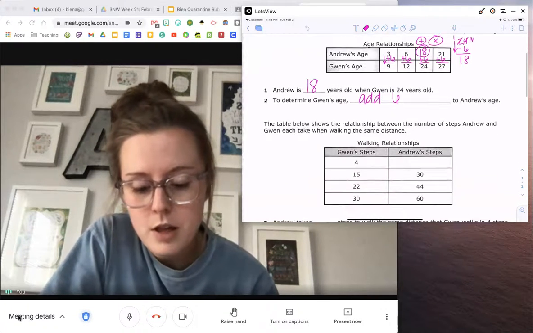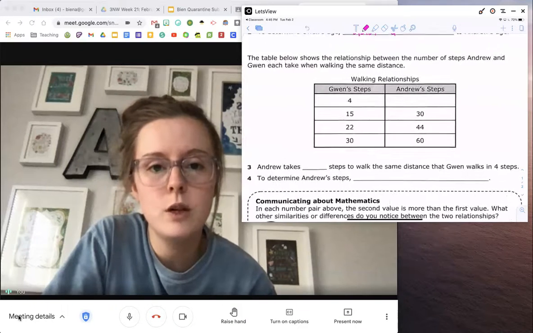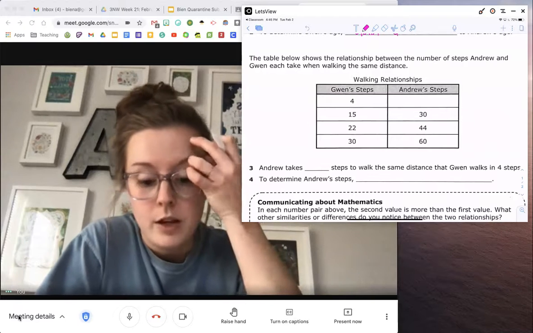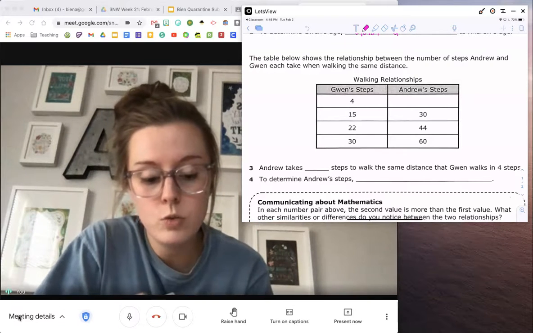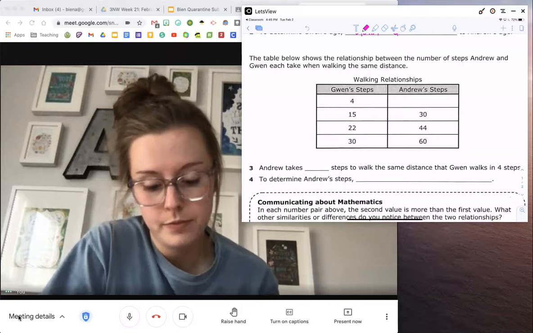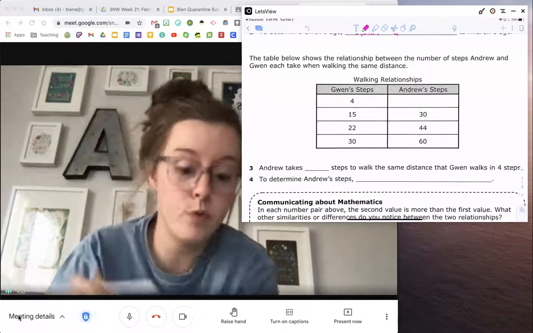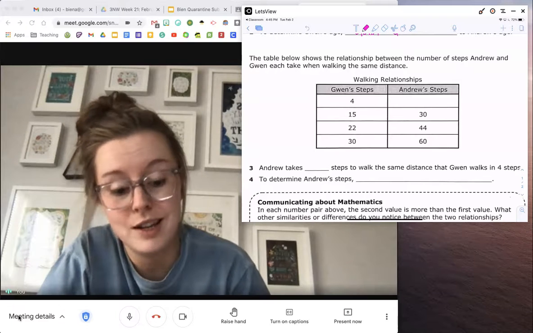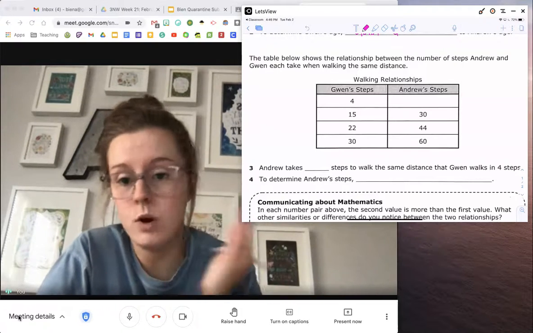Okay, the table below shows the relationship between the number of steps Andrew and Gwen each take when they walk the same distance. Okay, so when Gwen walks 15 steps, Andrew walks 30 steps. And when Gwen takes 22 steps, Andrew goes 44 steps. And when Gwen takes 30 steps, Andrew takes 60 steps. So I need to know how they're getting from one to the other.